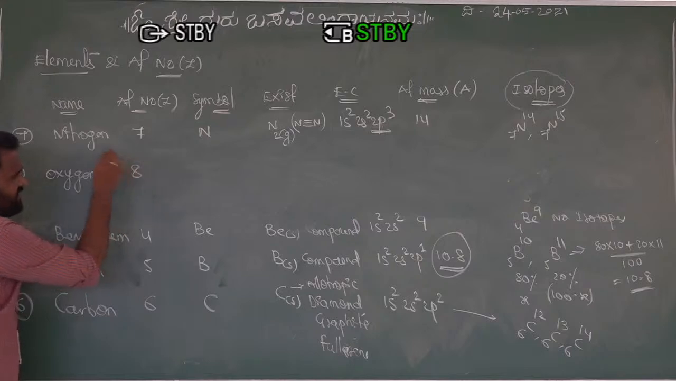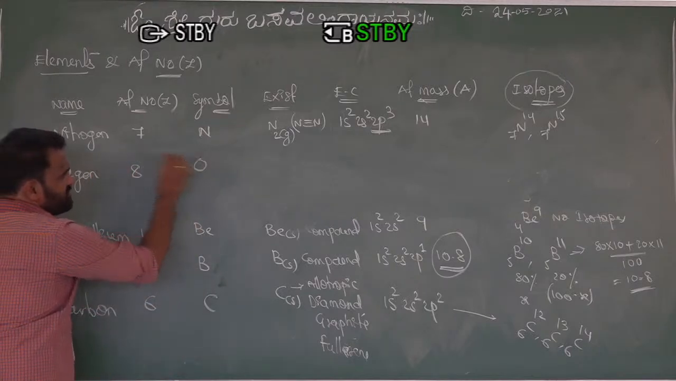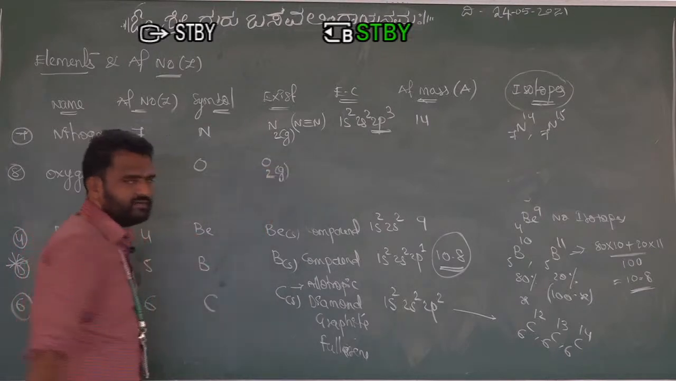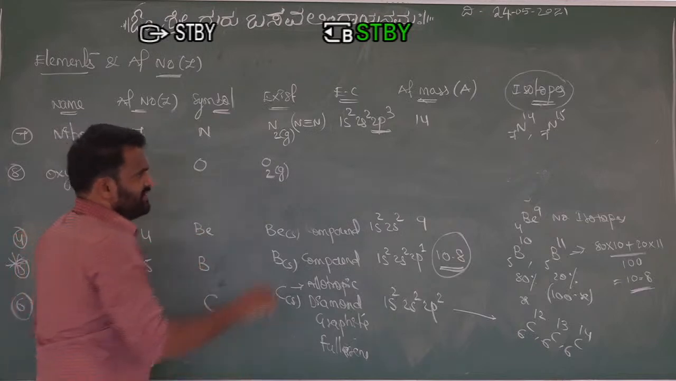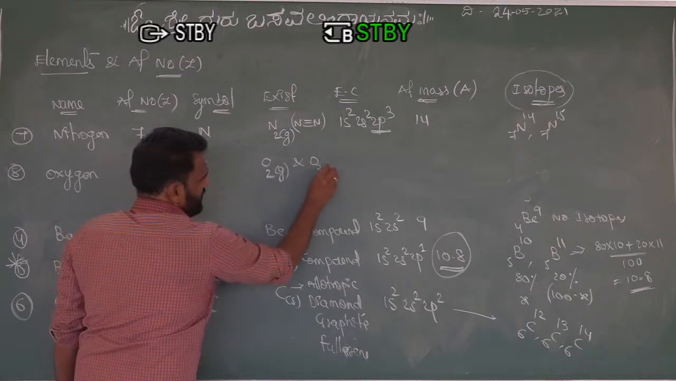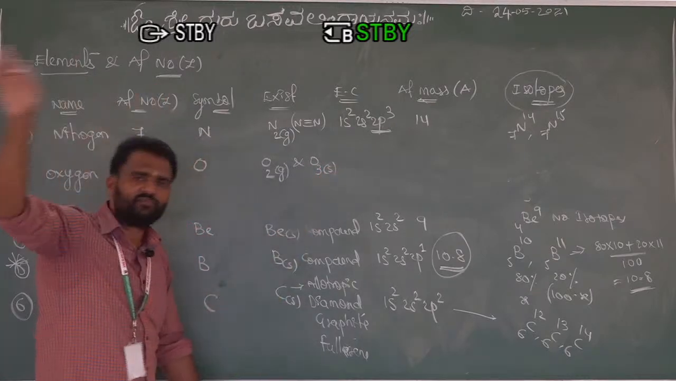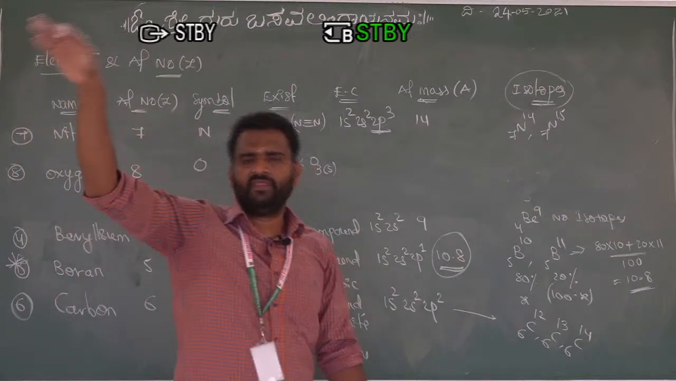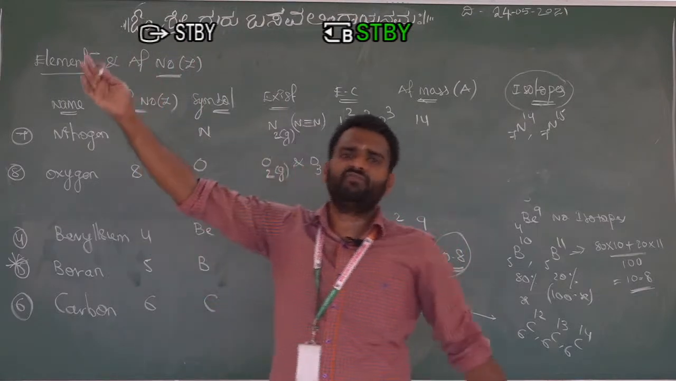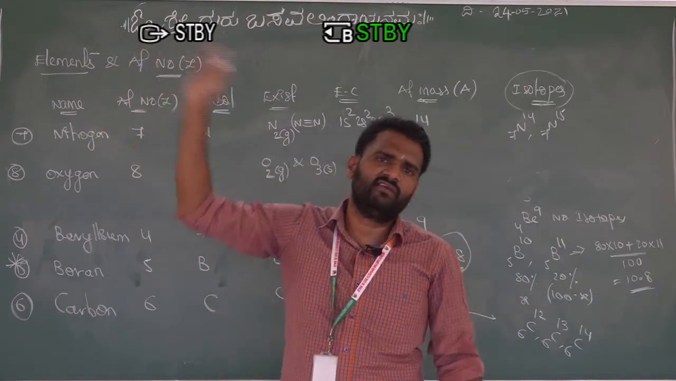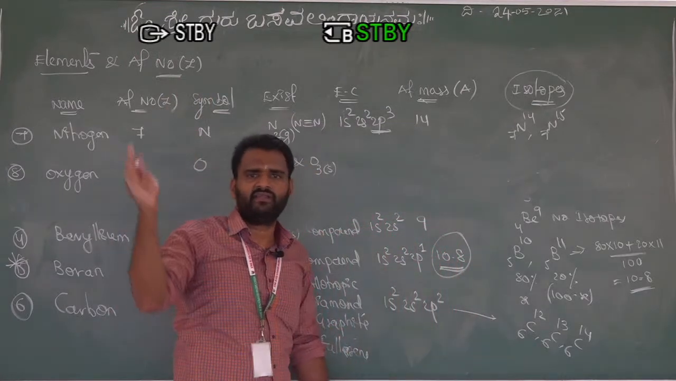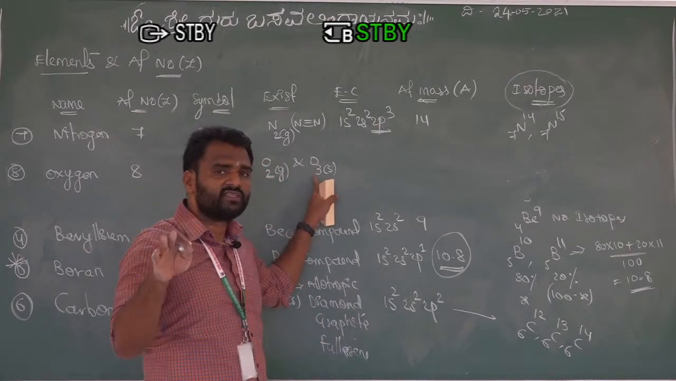Oxygen atomic number is what? 8. And the symbol of oxygen is O. In nature, oxygen exists in O2 form and it is a gas. Next, in nature, oxygen is available in the form of ozone also. Ozone is one layer in the atmosphere, in the stratosphere. That layer is said to be the ozone layer. This ozone layer filters harmful rays like ultraviolet and other harmful rays. It passes only visible light, IR and radio waves. So that is the protection of Earth.